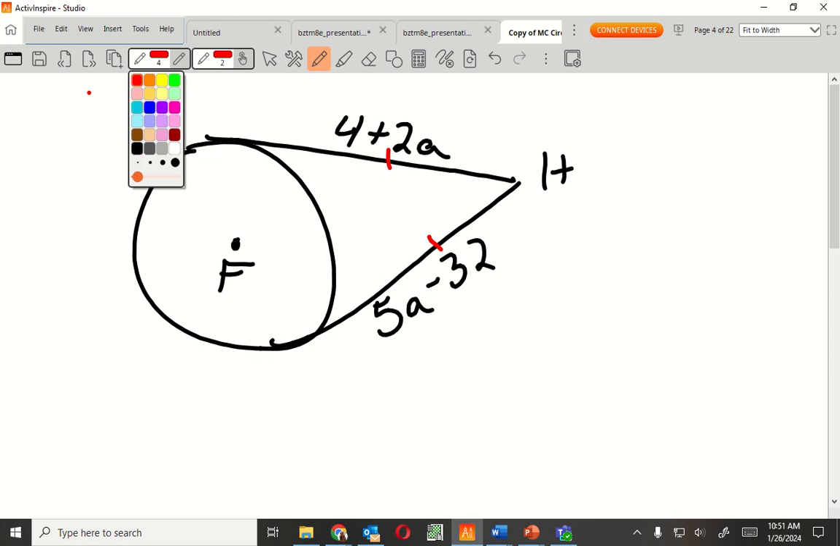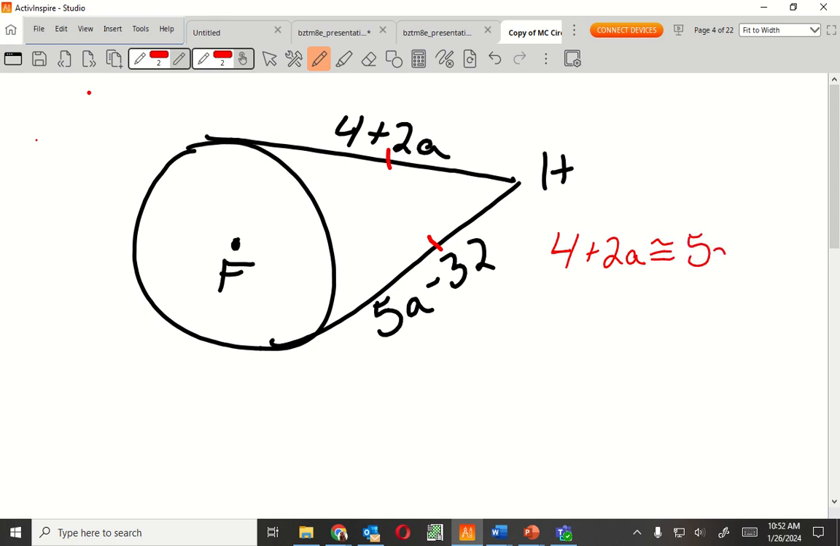So what that means is, I could say that 4 plus 2a is congruent to 5a minus 32. But didn't I say the word congruent is the same as equals? Yes. Mathematically, it is the same. It's just referring to a measurement.